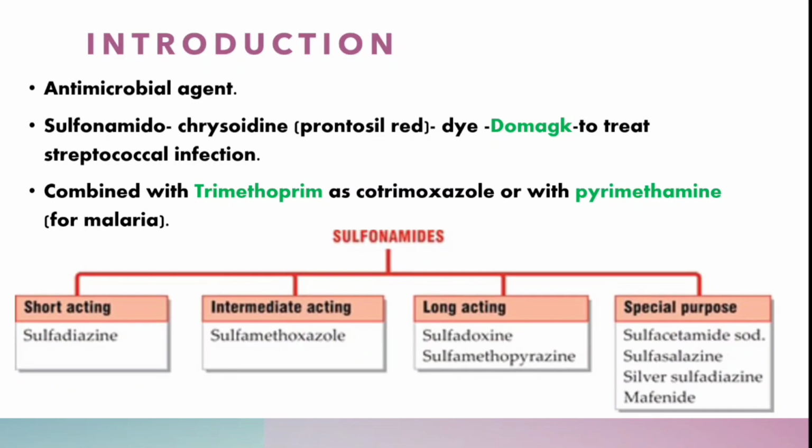Next, we can see the classification of sulfonamides. Sulfonamides are mainly classified into 4 types: short acting, intermediate acting, long acting, and special purpose. Each category has several examples. Short acting is sulfadiazine, intermediate acting is sulfamethoxazole, long acting are sulfadoxine and sulfamethopyrazine. Special purpose are sulfacetamide sodium, sulfasalazine, silver sulfadiazine, and mafenide.